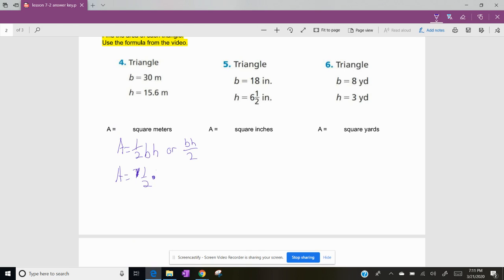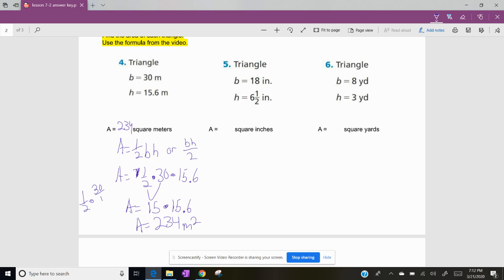1/2 times the base is 30 times the height, which is 15 and 6/10. Half of 30, again, off to the side, if you can't do it, you could do 1/2 times 30 over 1, or you could do 0.5 times 30, or you could just think, what is half of 30? I know it's 15, so I have 15 times 15 and 6/10. I absolutely need a calculator for that. Let's see. 15 times 15.6, it is 234. So the area is going to equal 234 square meters. I'm going to put that right up there.